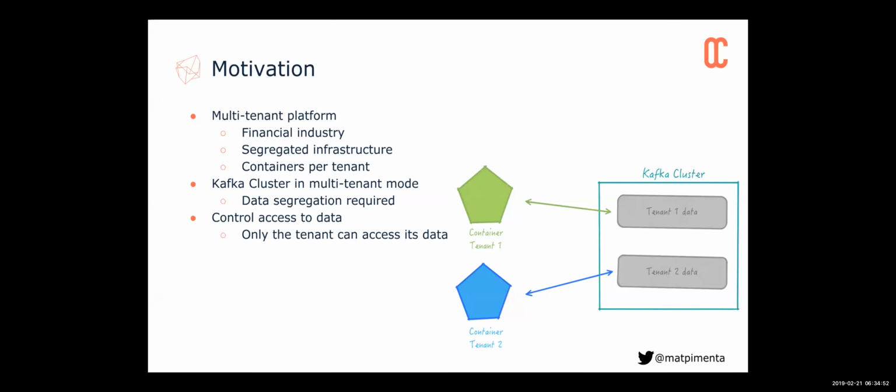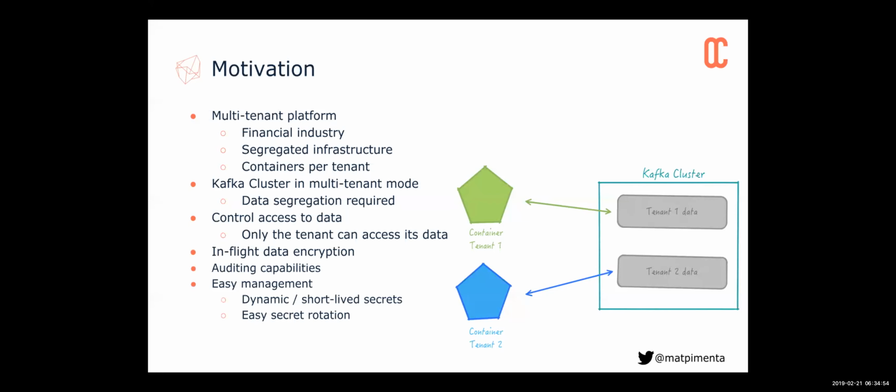In terms of other requirements, we wanted, of course, in-flight data encryption. This was a cloud deployment, so all the traffic going from container 1 to the cluster, which was running on AWS EC2 instances, would be encrypted. So that screams TLS. The other thing that we wanted was auditing capabilities.